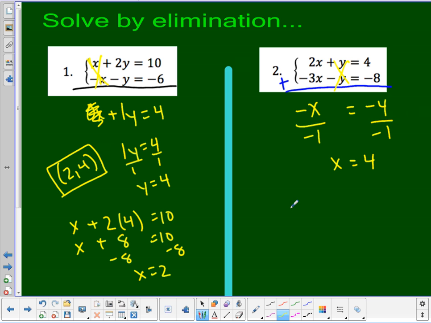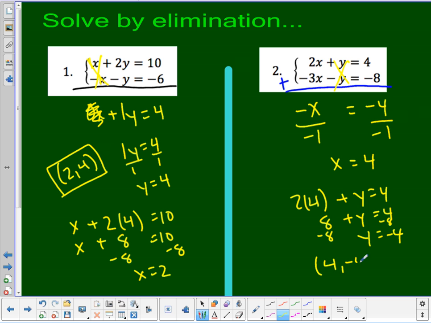Now I need to plug that back in to get my y variable. Again, I'll just pick the top equation. It does not matter which one you pick. So 2 times 4 plus y is equal to 4. That's 8 plus y is equal to 4, and y is equal to negative 4 when I subtract the 8 there. So then I write out my solution, and I have (4, negative 4).